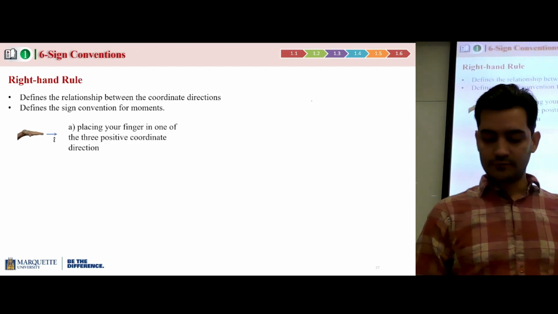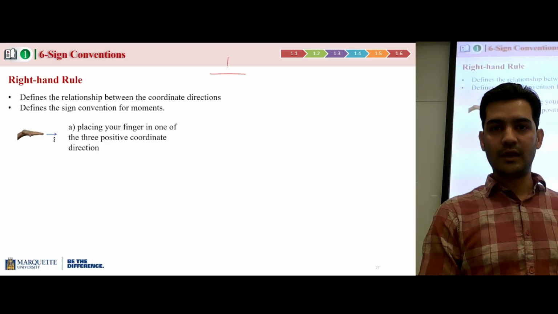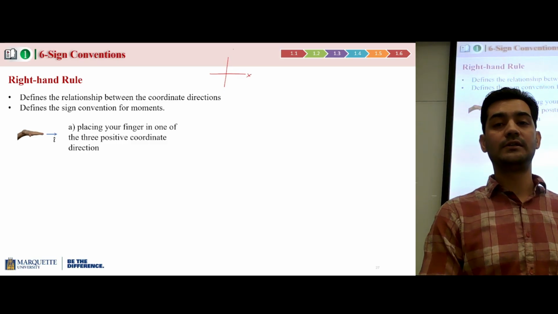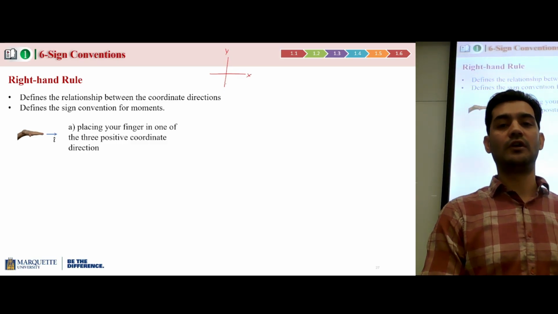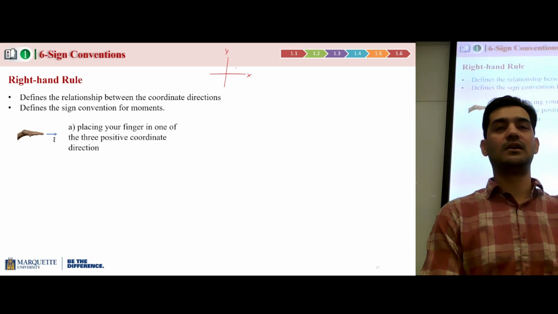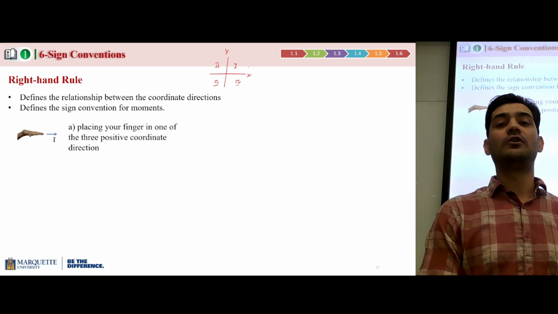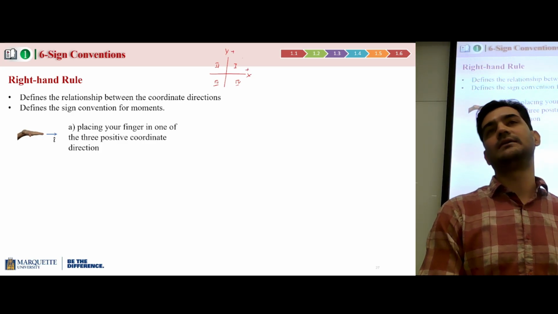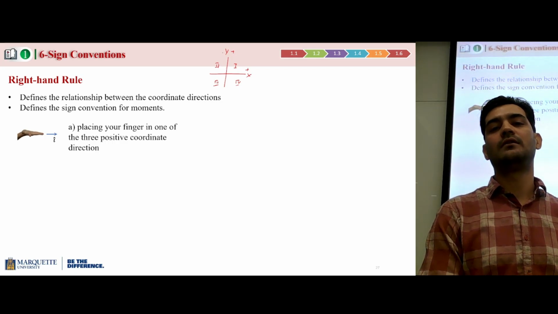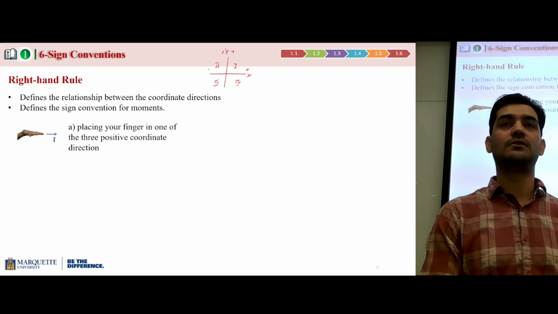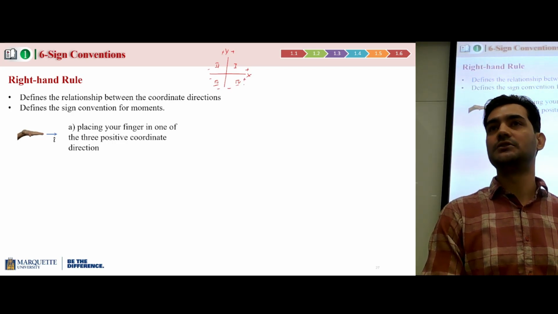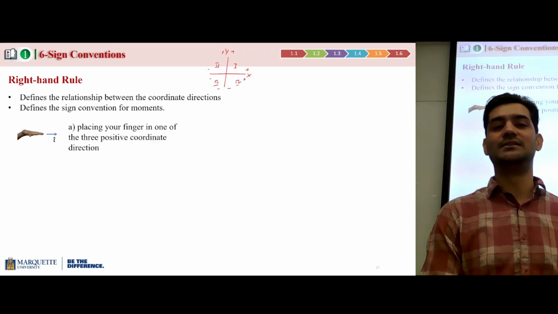So the first thing it can do is tell us the direction of the coordinate system. I have drawn this two-dimensional coordinate system. We all know the first quadrant is termed 1, this is the second quadrant, this is the third quadrant, this is the fourth quadrant. In the first quadrant, the x-axis is positive and the y-axis is positive. In the second quadrant, the y-axis is positive and the x-axis is negative. In the third quadrant, both are negative. In the fourth quadrant, the y-axis is negative and the x-axis is positive. That's what the convention says.